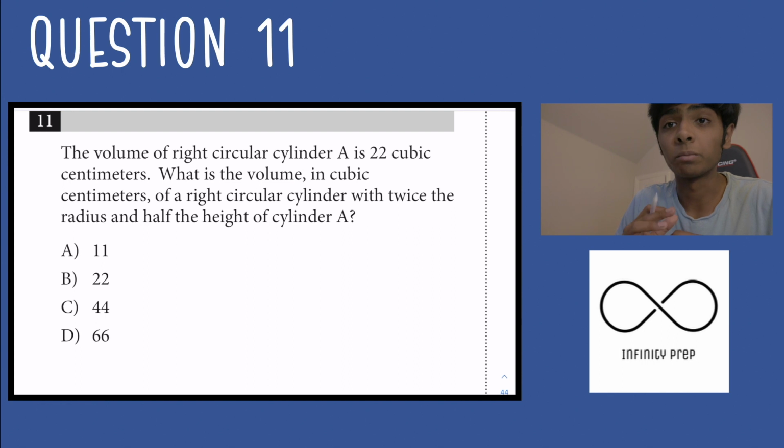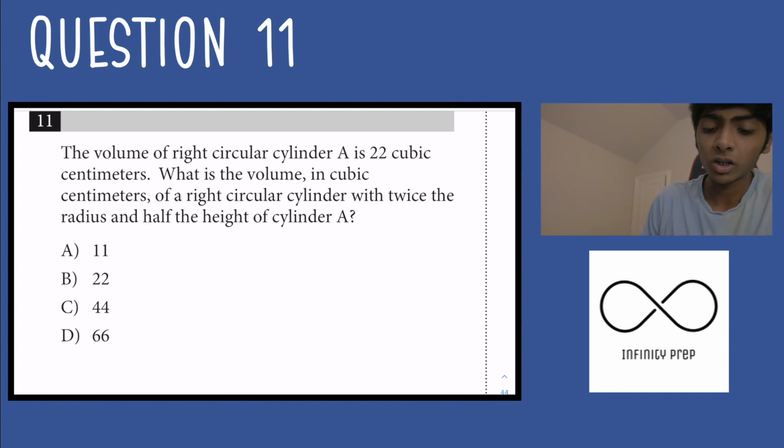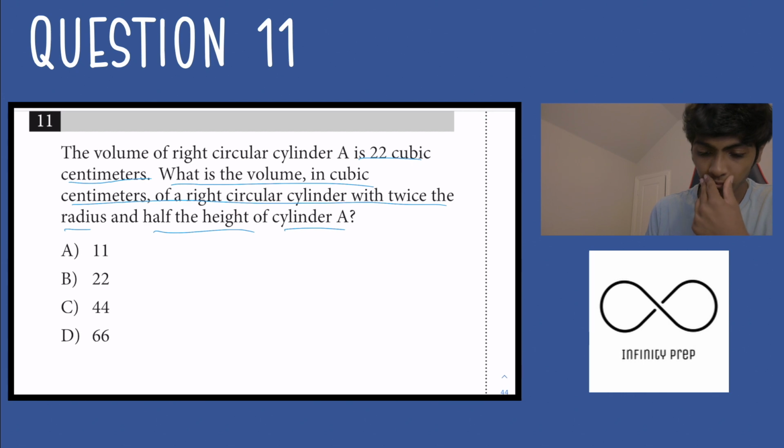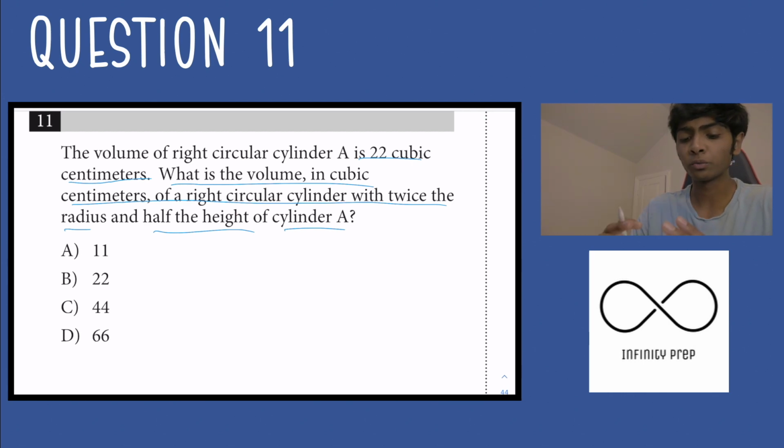Okay, now let's go on to number 11. 11 states that the volume of a right circular cylinder A is 22 cubic centimeters. What is the volume in cubic centimeters of a right circular cylinder with twice the radius and half the height of cylinder A? Okay, so for this, let's make up our own numbers for the radius and the height, and we'll apply those conditions and see how our volume changes.